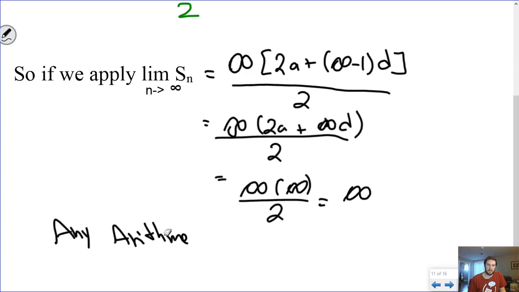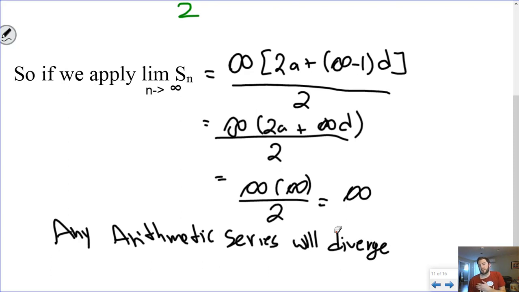Okay? So any arithmetic series will diverge, right? They're always going to diverge. There's never going to be some answer to it. It's going to approach infinity or negative infinity.